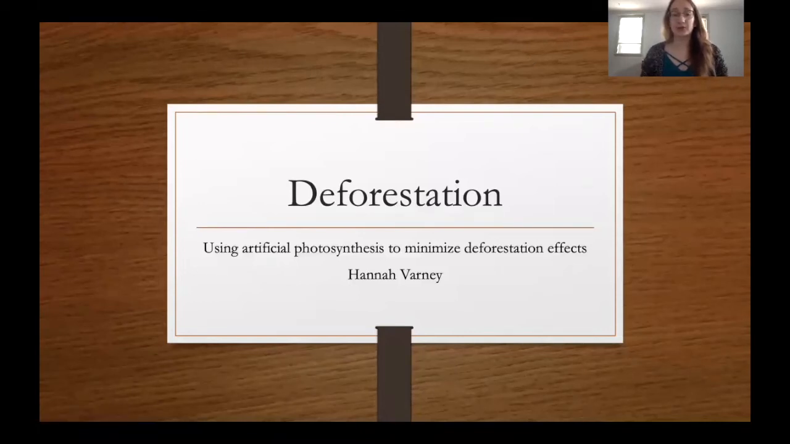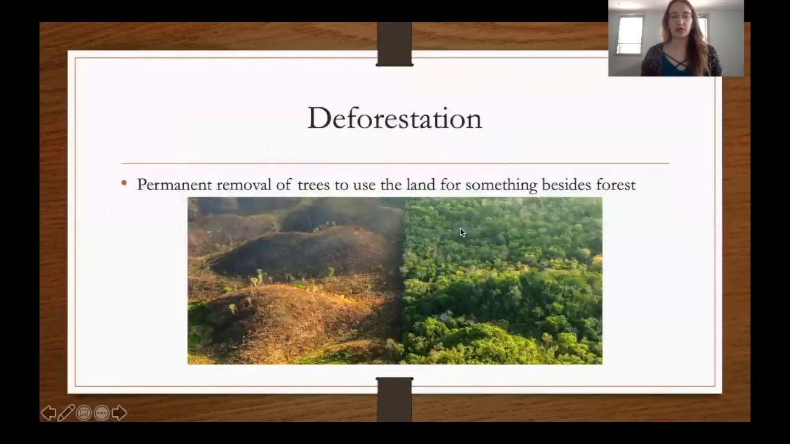Today I am going to talk about deforestation, specifically using artificial photosynthesis to minimize deforestation effects. So, first off, what is deforestation? Deforestation is the permanent removal of trees to use the land for something besides forest.